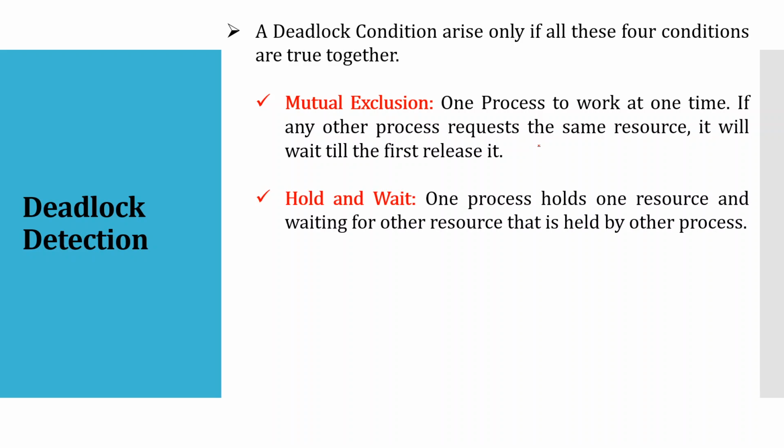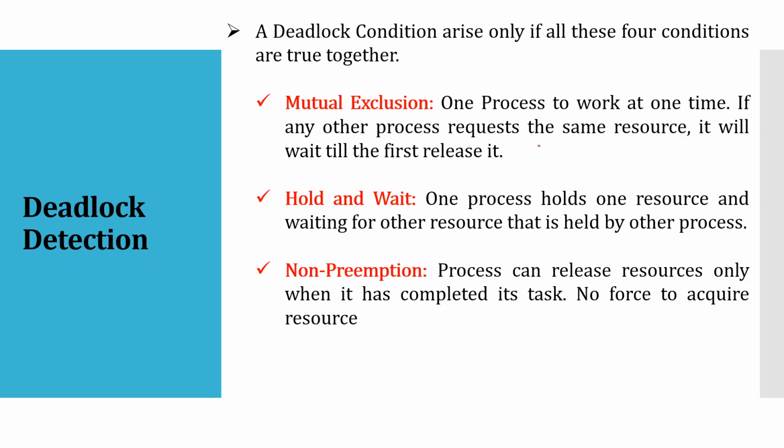Then second is hold and wait. So one transaction holds one resource and keeps other transactions in the waiting stage. That means it will not ask a transaction to roll back or abort, but it will keep the transactions in the waiting stage always. So it will again be a deadlock.